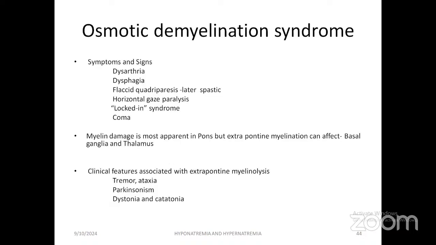The signs and symptoms of osmotic demyelination syndrome are dysarthria, dysphagia, flaccid quadriparesis initially, which later may turn into spastic, horizontal gaze paralysis, locked-in syndrome, and coma. Myelin damage is most apparent in the pons, but extrapontine myelinolysis can affect the basal ganglia and thalamus. The clinical features associated with extrapontine myelinolysis are tremors, ataxia, Parkinsonism, dystonia, and catatonia.